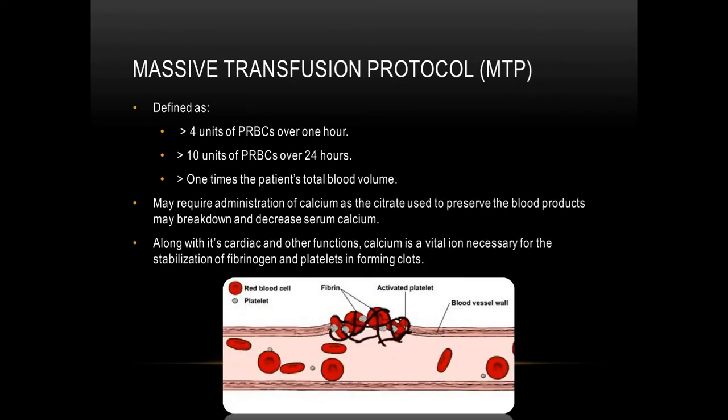Then briefly, we'll just talk about what massive transfusion protocol is. That'd be greater than 4 units of PRBCs over 1 hour, greater than 10 units of PRBCs over a 24-hour period, or just basically replacing the patient's total blood volume one complete time, which is obviously quite a bit of fluid. So this is, like we mentioned, where we may require some calcium, because that citrate that's used to preserve the blood products can break down and decrease patient serum calcium, and that actually can affect the way that they clot.